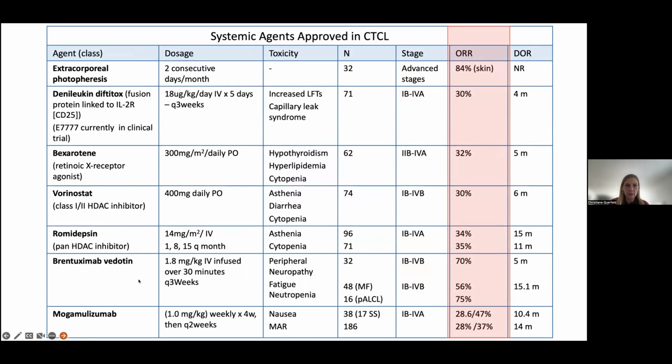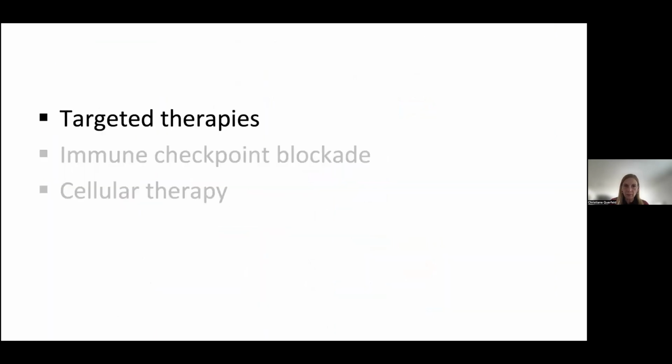The youngest member is really mogamulizumab. When you look at the systemic therapies, except probably for the anti-CD30 brentuximab, none of them has shown huge overall response rates. It's around 30-40%. And I think this is likely because we also have to stratify patients critically. And so even this is approved.